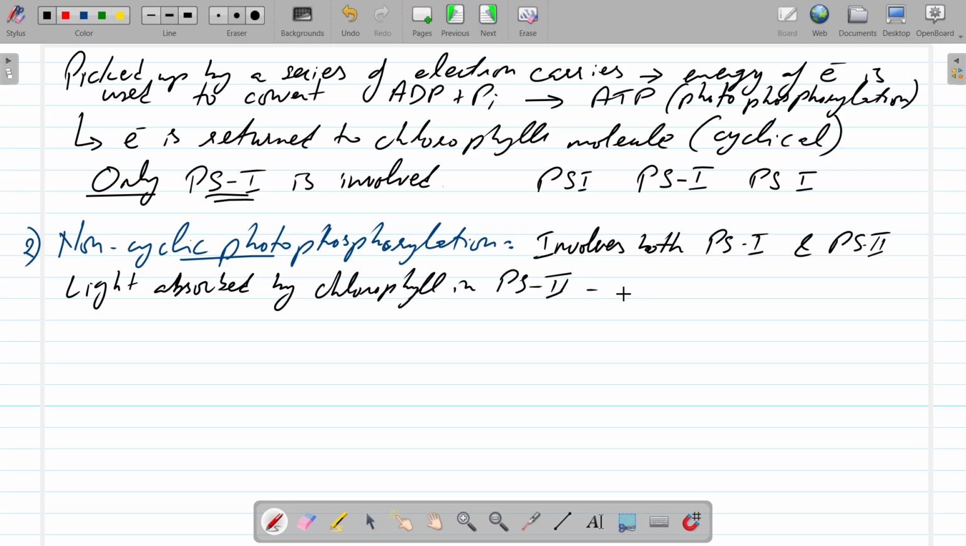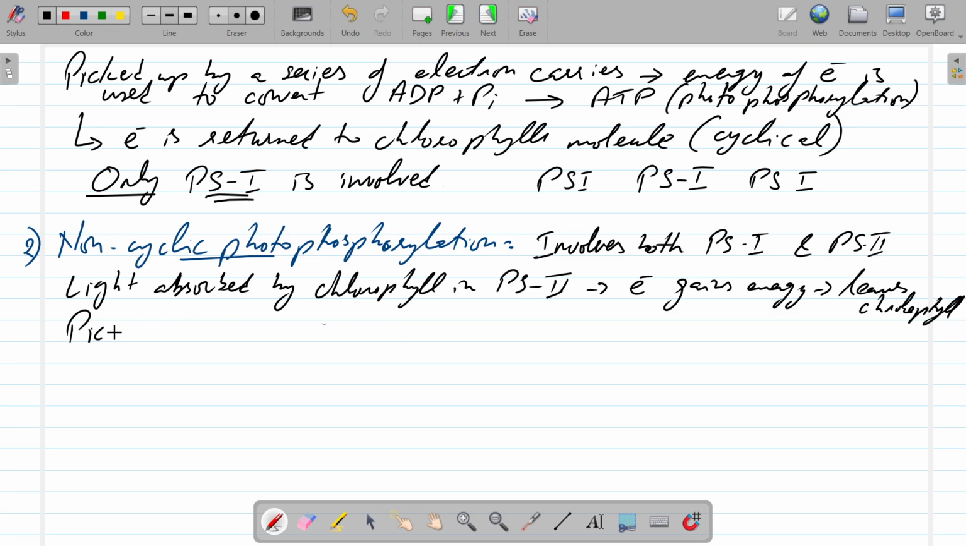The electron gains energy and it leaves the chlorophyll. Again, the term chlorophyll is being used as a general term for all the pigments that are in photosystem 1 or 2. So the electron leaves the chlorophyll. Then it is picked up by an electron acceptor and moves through the electron transport chain.